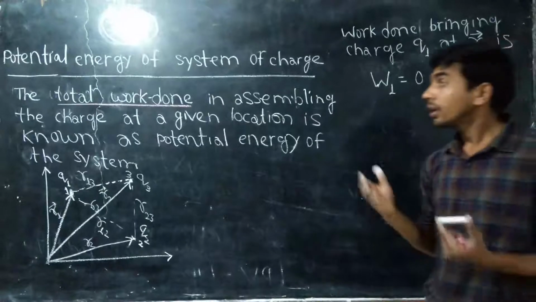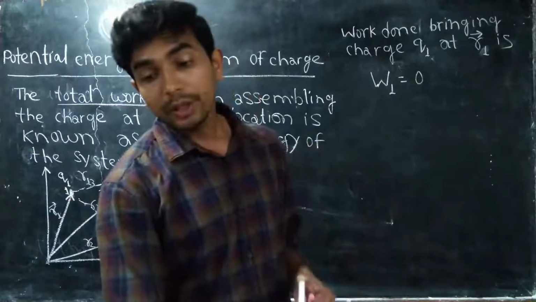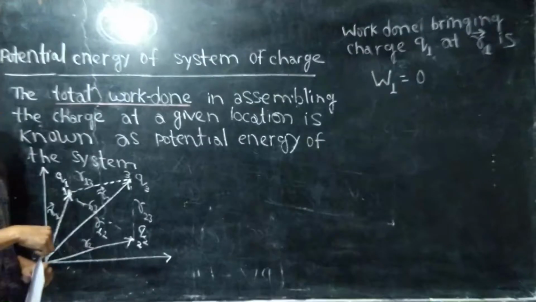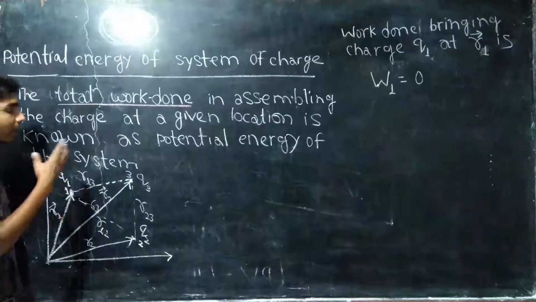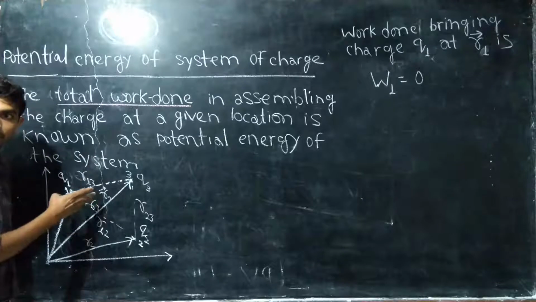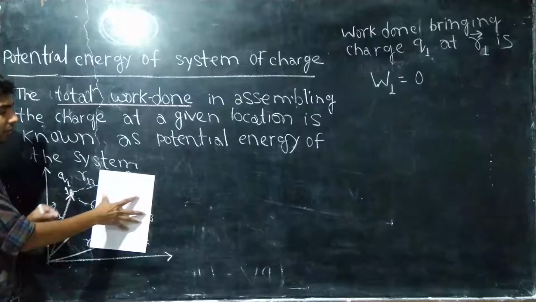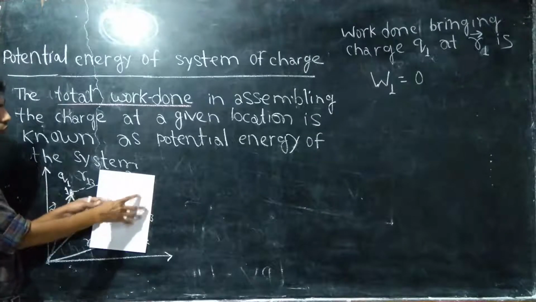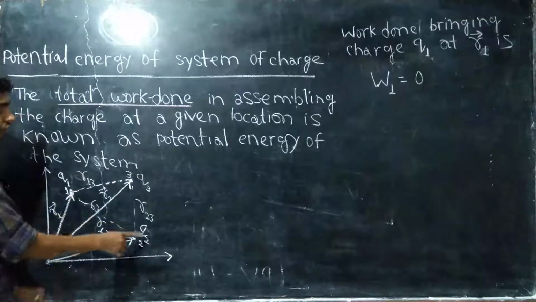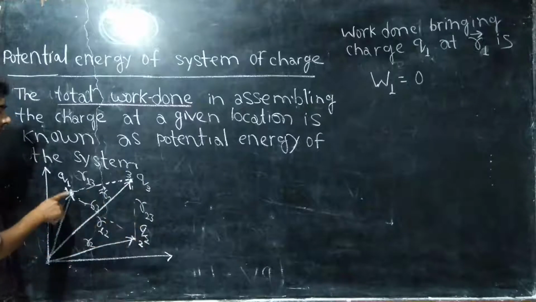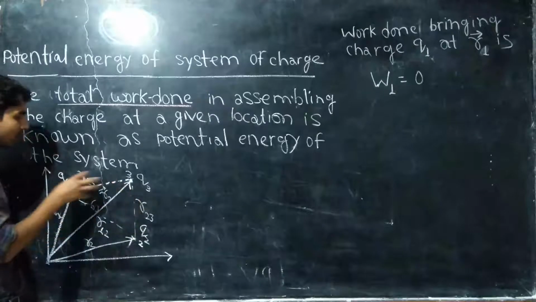Why is the work done 0 in bringing this charge? First I bring charge 1, then I will bring charge 2, then I will bring charge 3, right? So when I bring charge 1, charge 2 and charge 3 are not present. That means the potential at this point is 0, because there is no charge present.